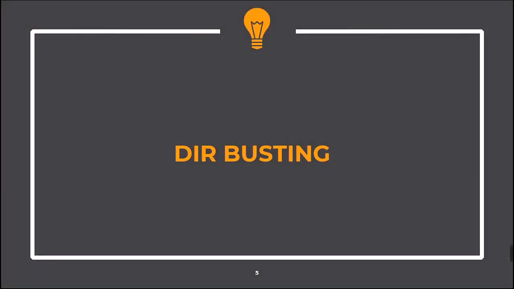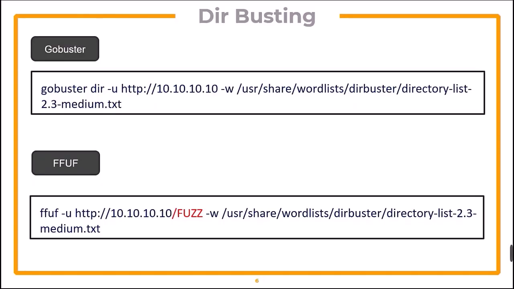First of all, let's see directory busting. The commands for directory busting are very simple for both Gobuster and FFUF. In Gobuster, use the dir flag and specify the URL and the dictionary file. In FFUF, you need to provide the FUZZ keyword at the end of the URL where you are going to find the directories.